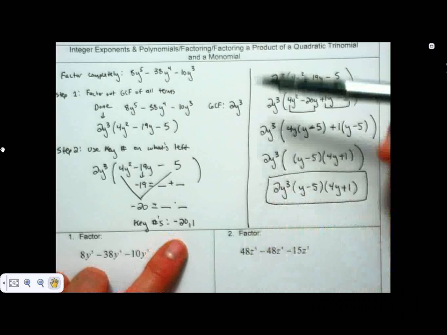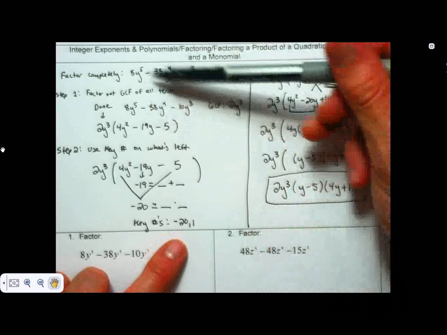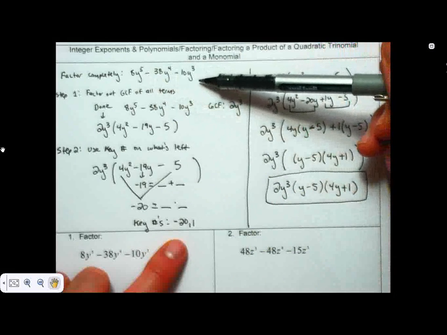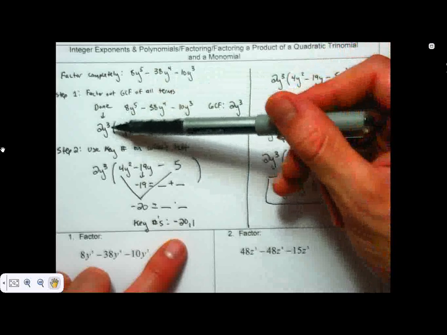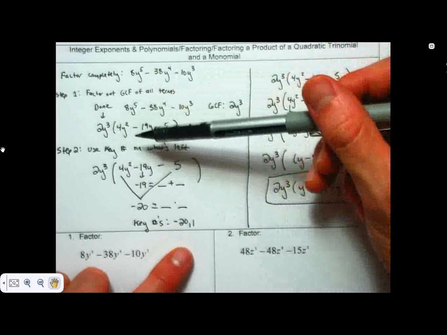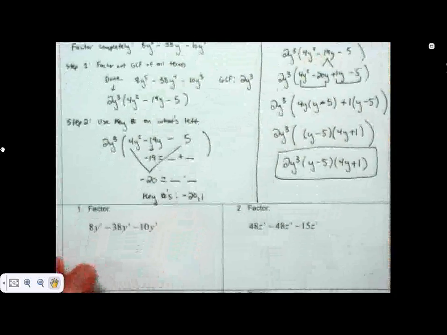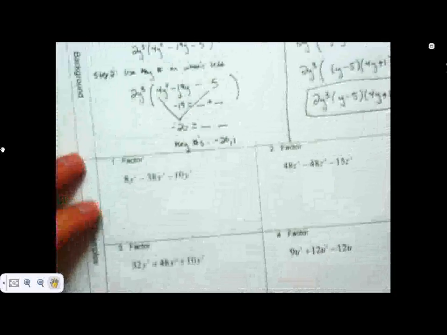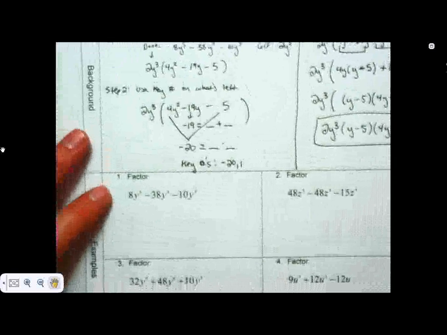So the first step whenever you're factoring is to look for a GCF of all of your terms. If you see one that's larger than 1, then the first step is to factor that guy out of each term. So I want you to try number 3, pause the video, and then restart it after you've given it a try.